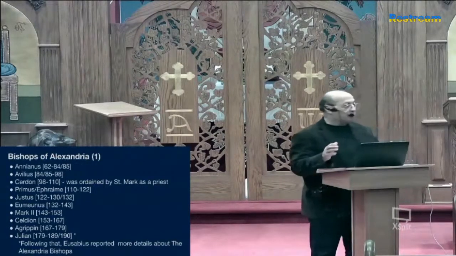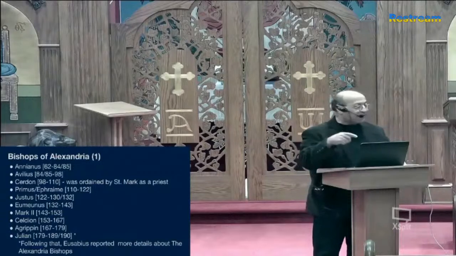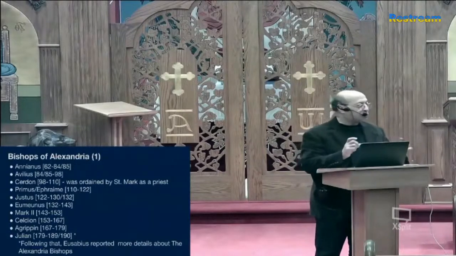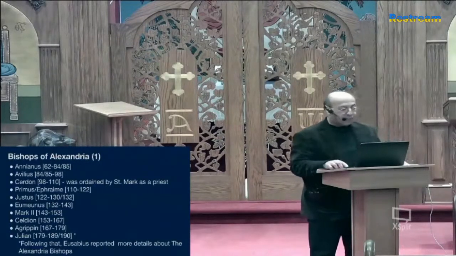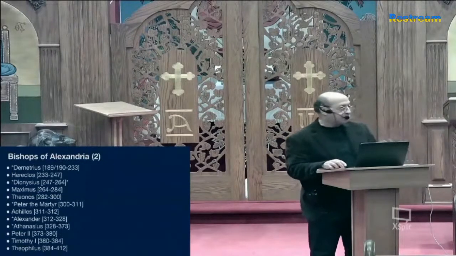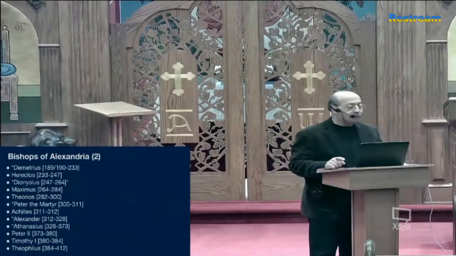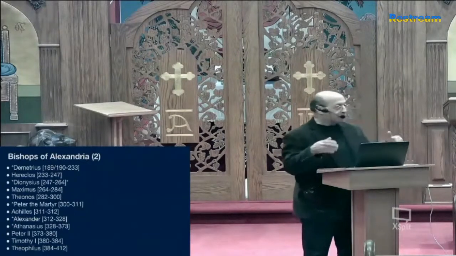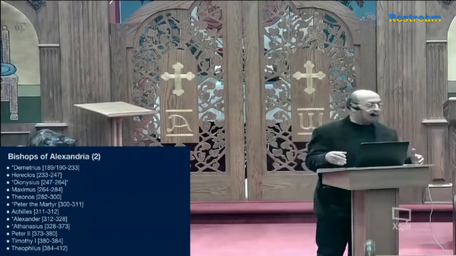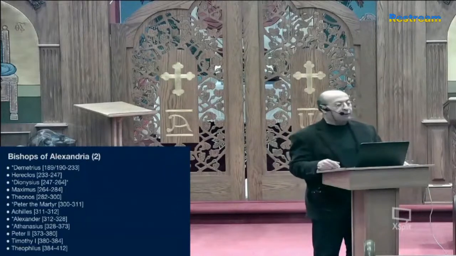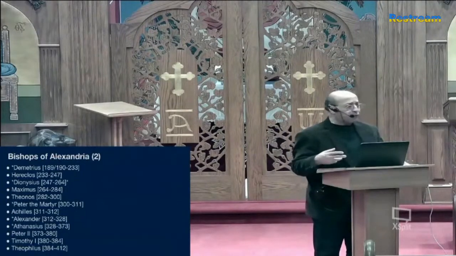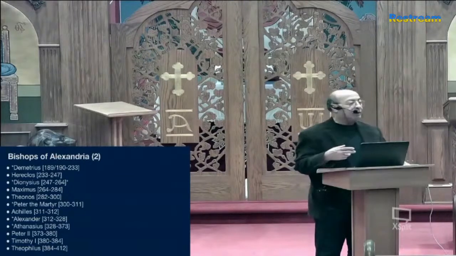When we have a slash, it means that the history is not 100% sure if it is this year or the year after, okay? I'm putting asterisks on some bishops because we're going to discuss more about them as we go. And there are stories, and through those stories, you're going to get some light about the history of the Alexandrian Church.